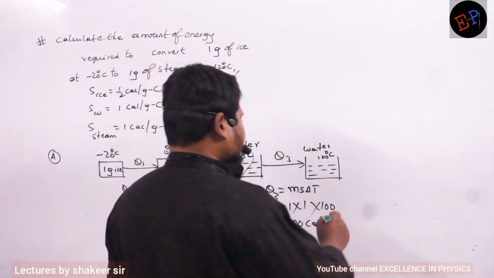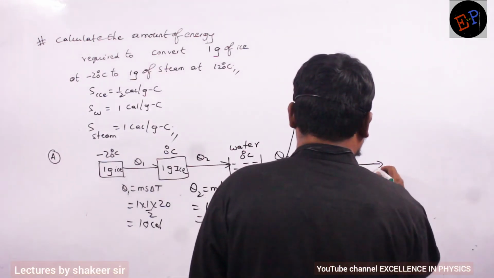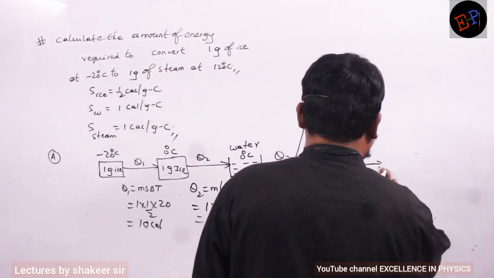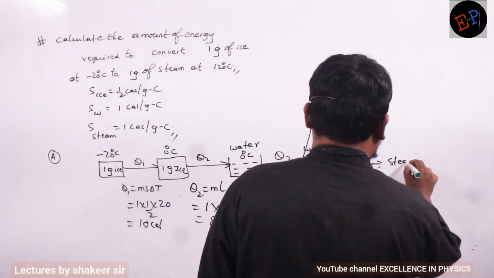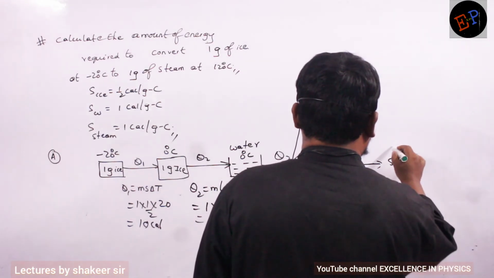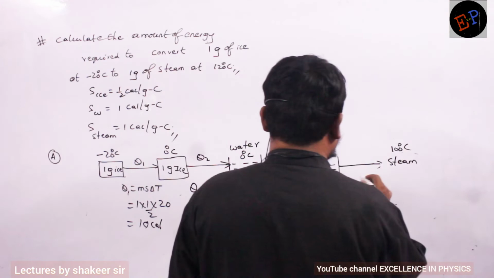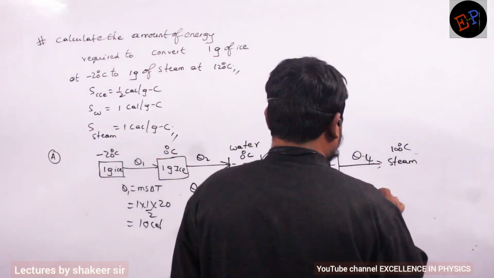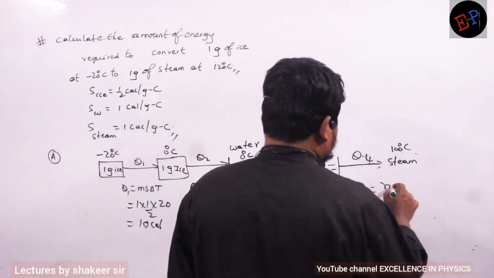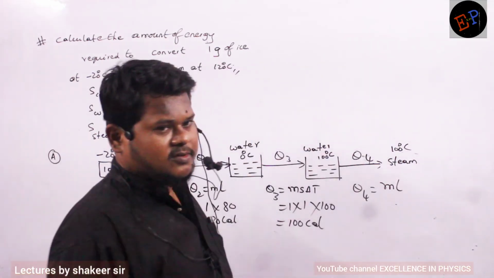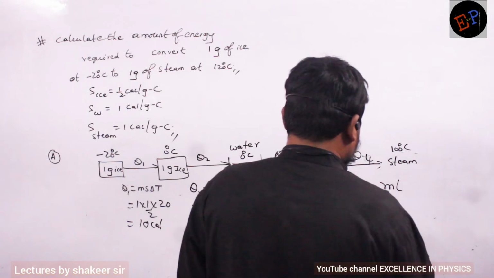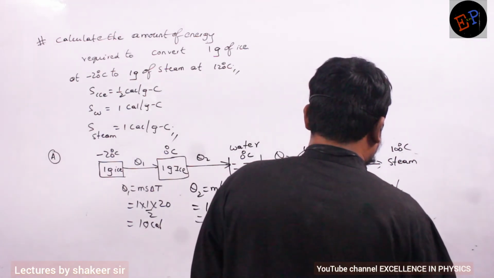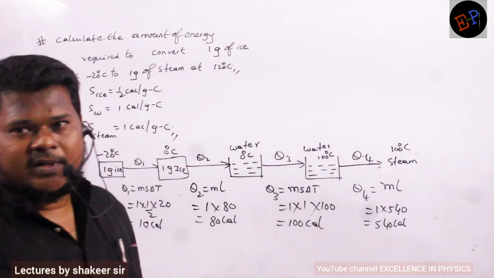Now if I continue heating this water, then this water converts into steam. And the temperature of steam is 100 degrees Celsius. Energy supplied is Q4. So Q4, m s delta T or m L? m L, because temperature is not changing, state is changing. So mass is 1, L value is 540. So 540 calories of heat energy I have to supply.